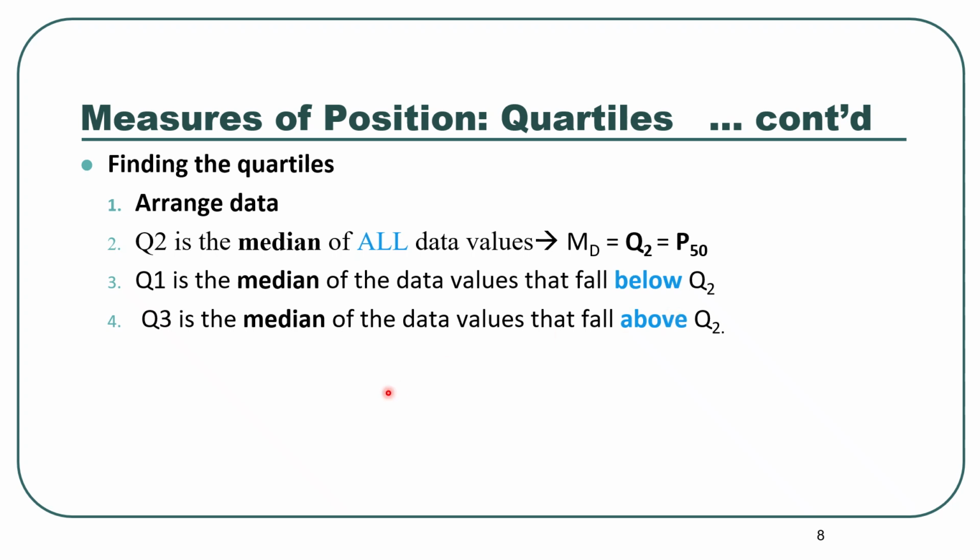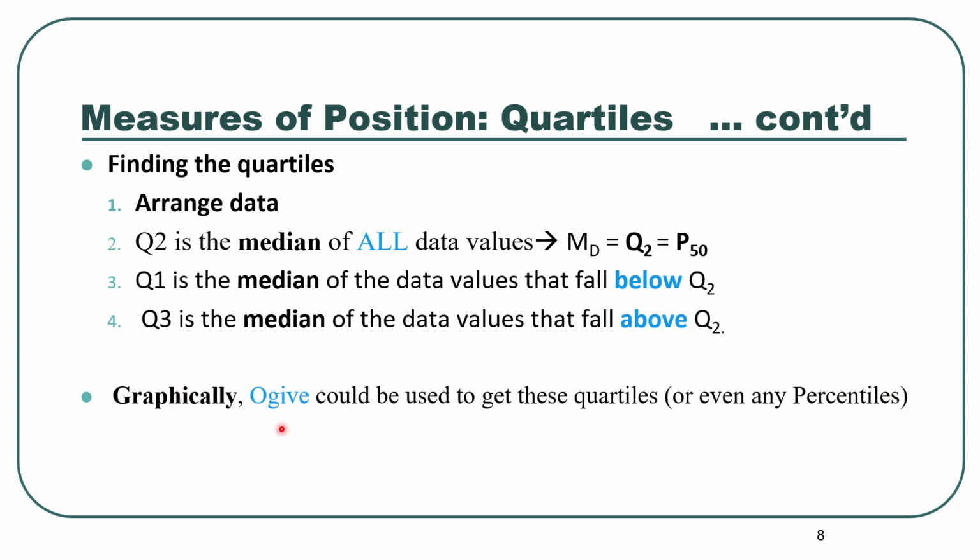I could also use the rule for the percentiles, the position rule, to identify the position of Q2, Q1, and Q3, just because there is a one-to-one correspondence between Q2 and one of the percentiles, the P50, and Q1 is the same as the 25th percentile, while Q3 is the 75th percentile. I can graphically use the ogive to read Q1, Q2, and Q3, and even any percentile can be read from the ogive, as we will see in our next slide.